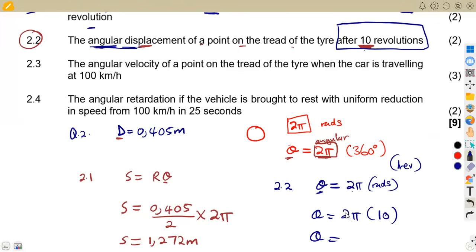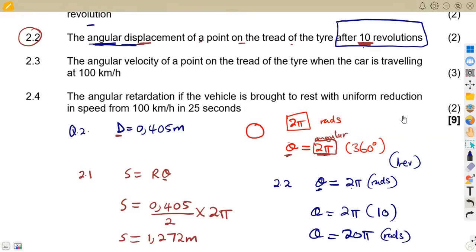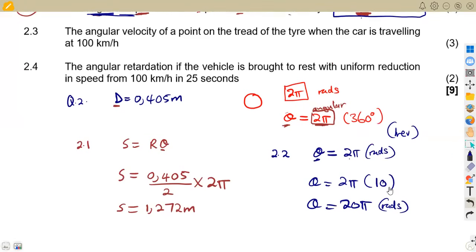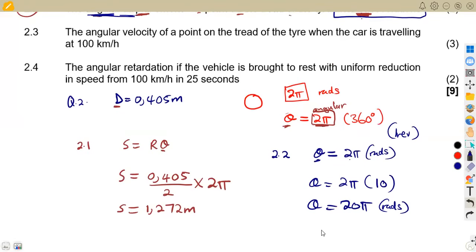Now, remember, a complete revolution is 2 pi. So what about 10 of them? We are going to have 20 pi at the end in radians. Remember, I said angular displacement is measured in radians, all right? So that is going to be 20 pi rad. If you want, you can write it as a decimal. That is theta is equal to 62.832 rad. All right, so that was it in this case.